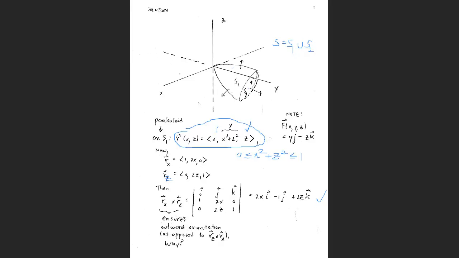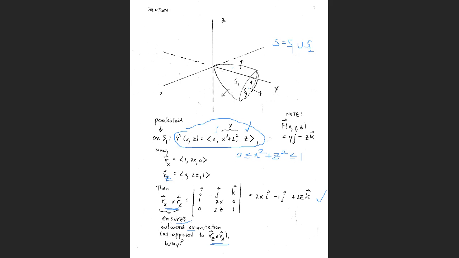In the formula for the flux integral, we have to take the cross product of the derivatives of the parameter vector. I could have just as easily done Rz cross Rx, but instead I chose the order Rx cross Rz, because that's going to ensure outward orientation. Now, why would that be?